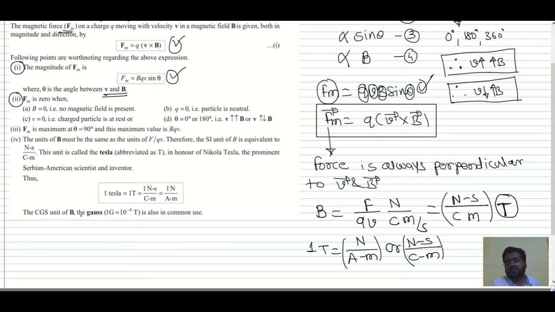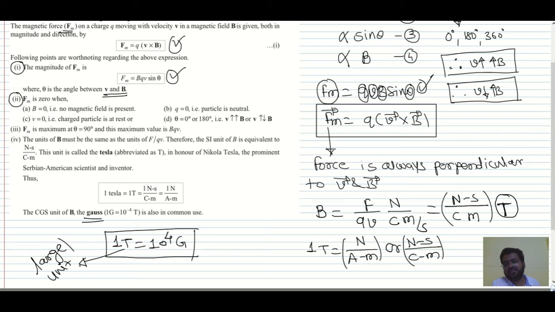Okay, now the CGS unit of B is Gauss. This is also a name of a scientist, and 1 Tesla is equal to 10 to the power 4 Gauss. Do remember. That means Tesla is a very large unit, right? Actually, Tesla is a very large unit, and that is the reason in most practical purposes they use Gauss as a unit, right? Because Tesla is a very huge unit. Large unit we can say. So I hope these 4 points are clear to you all.